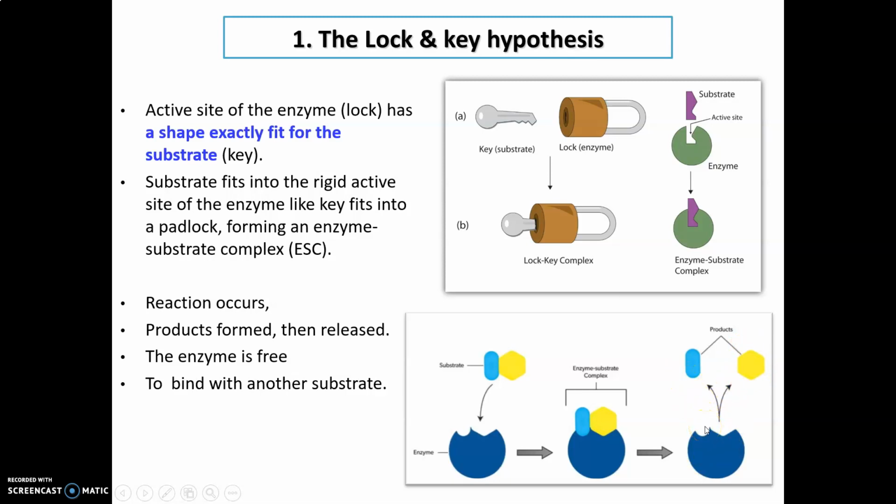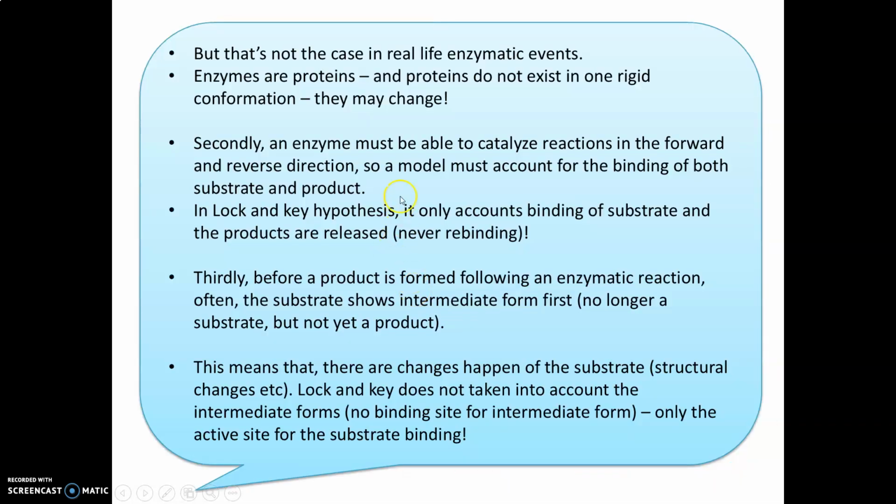of the enzyme. Tetapi untuk lock and key hypothesis, dia tidak consider the binding of the newly produced product dekat the binding site of the enzyme in order to produce the previous substrate lah. Tidak. Okay, untuk lock and key hypothesis dia tidak consider itu. Dan maksudnya untuk lock and key hypothesis, it only accounts the binding of the substrate and the products are released and never rebinding of the product.